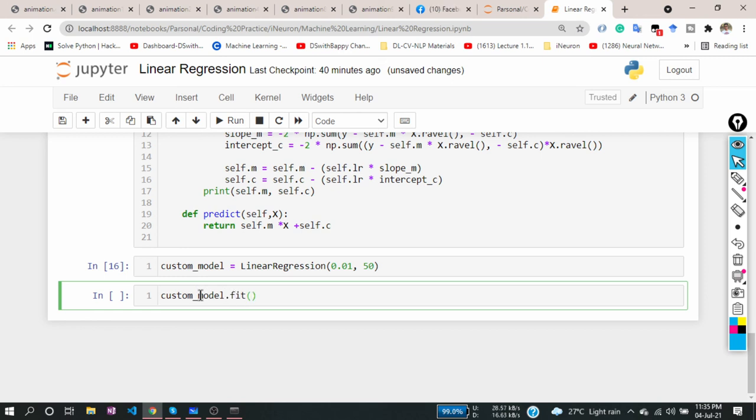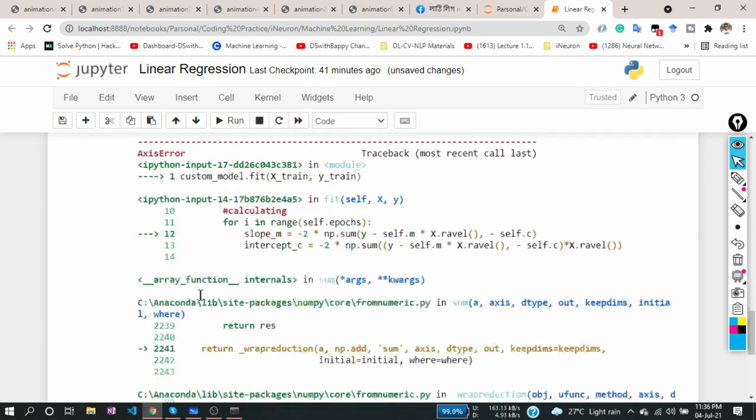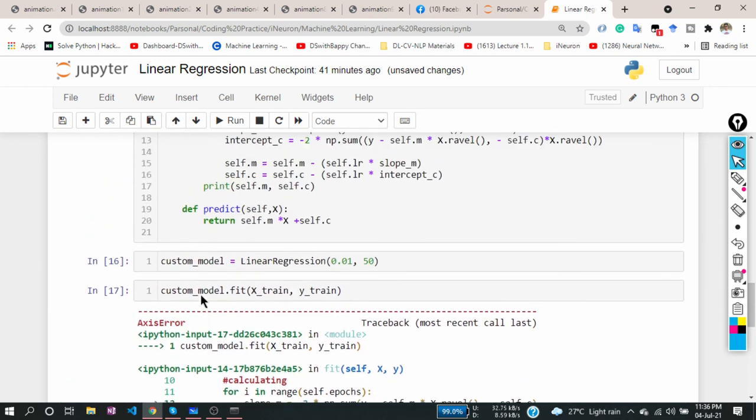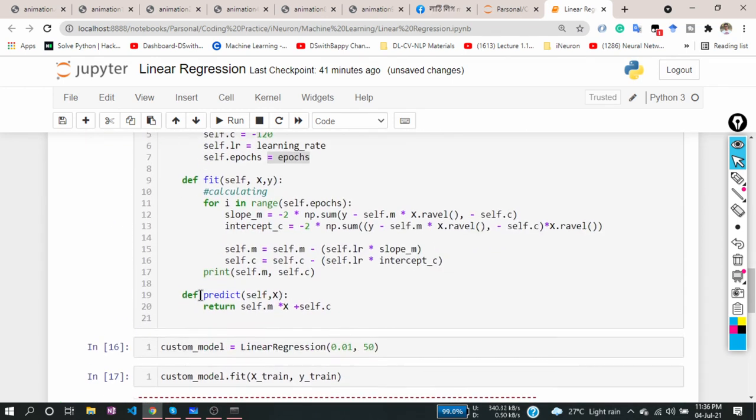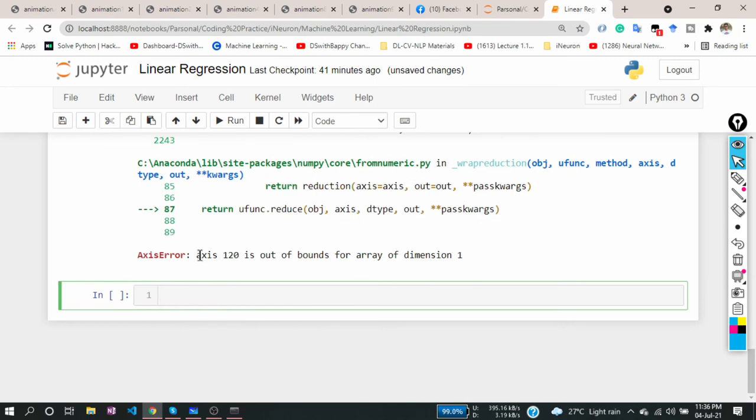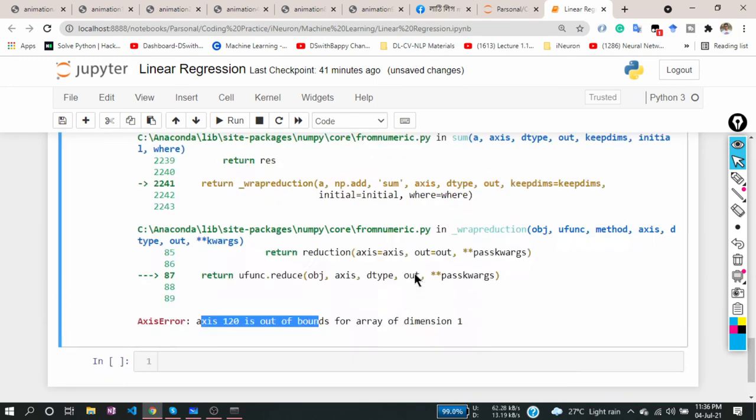custom_model.fit with X_train and y_train. Now let's see whether our model is working or not. I'm a little bit confused whether whatever I have written works or not. What is the error? Index is out of bounds for axis with dimension 1.